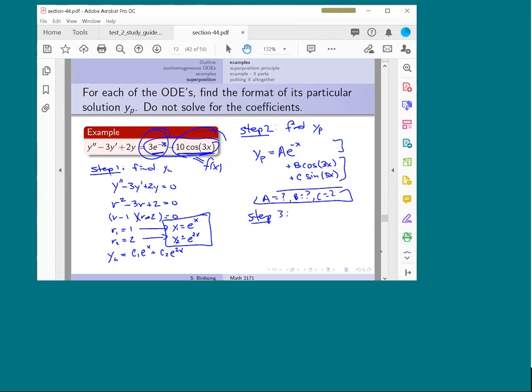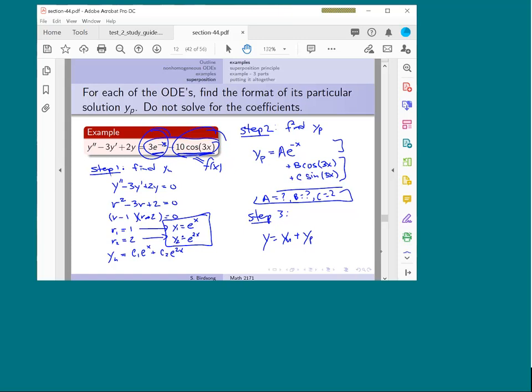Step 3 is your actual answer, which would be your homogeneous part plus your particular solution. And there you would just drop in the two answers you got from step 1 and step 2. Okay, questions? Does that make sense? Kind of okay at this point?